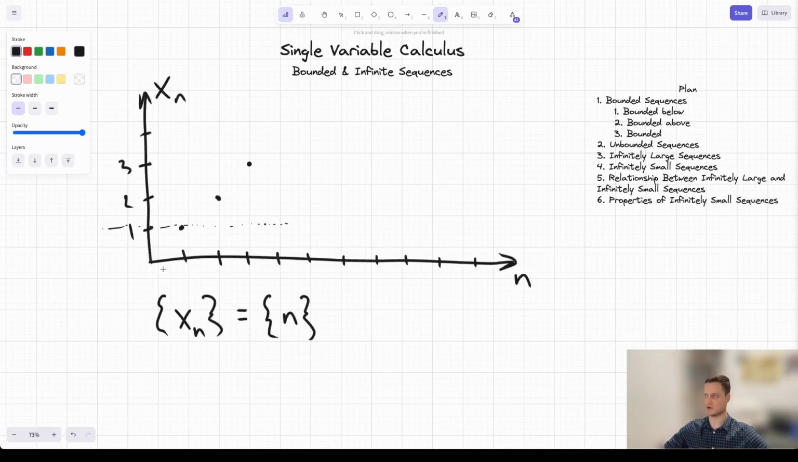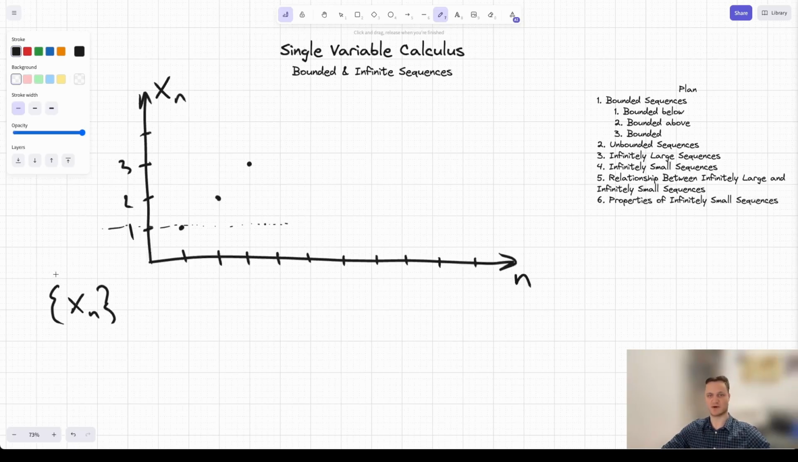We'll start talking about bounded below first. A sequence x sub n is called bounded below if there exists a number m such that every element of the sequence is above it. In other words, this satisfies the inequality: every element is greater than or equal to m. So this is the definition of bounded below. This means that we can find some floor value that the sequence never goes below. In our case, for example, this may be 1.